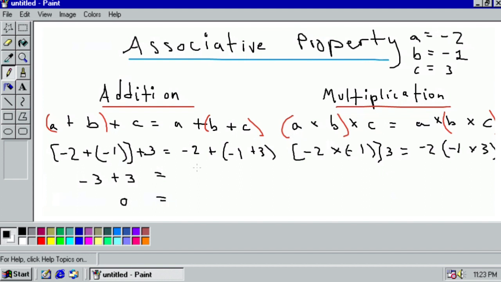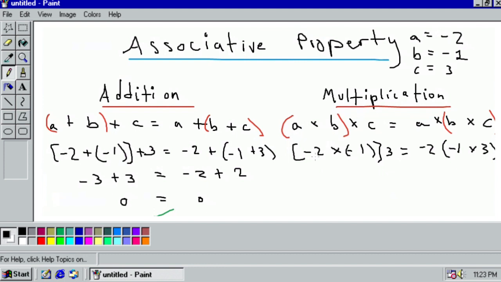Now on the other side, we have -2 plus (-1 plus 3). -1 plus 3 is +2, since 3 is a larger number than 1, and -2 plus 2 is 0. So this means this property works.